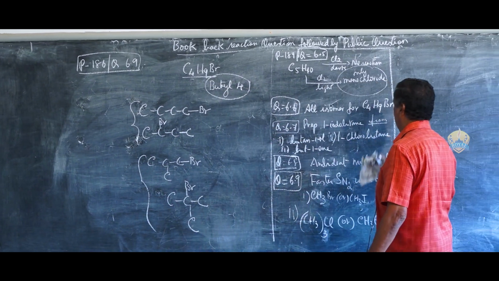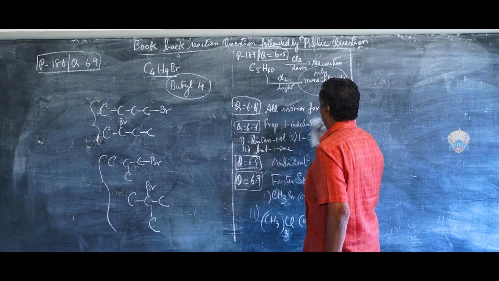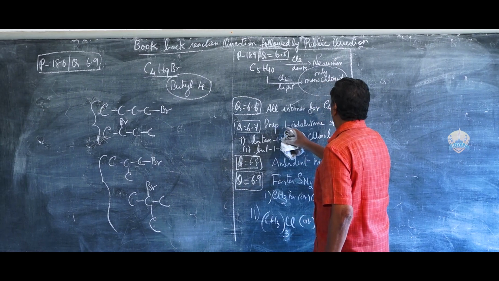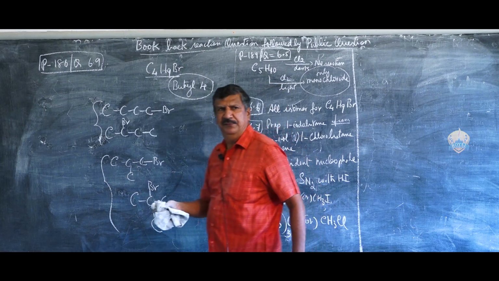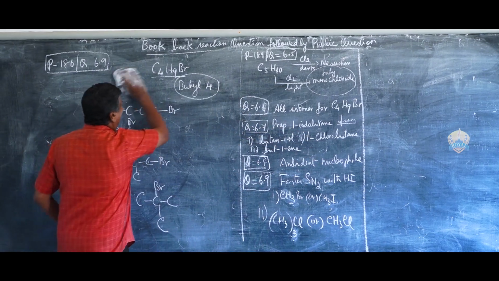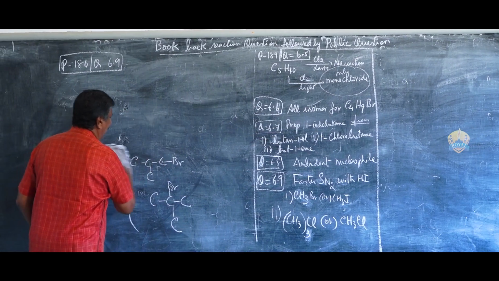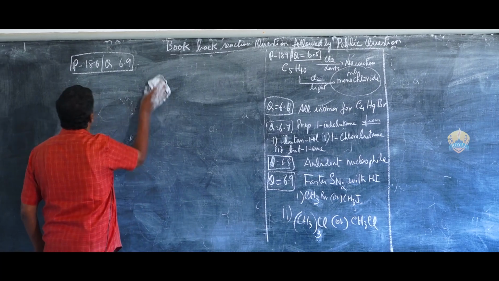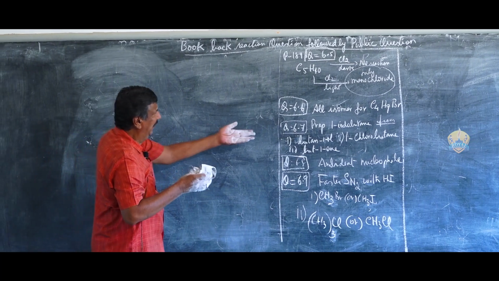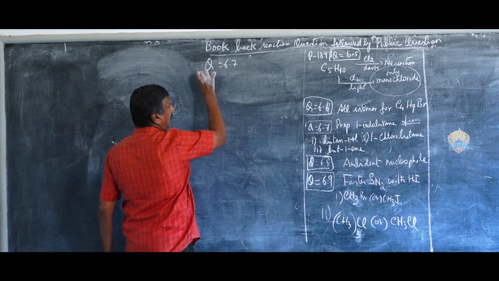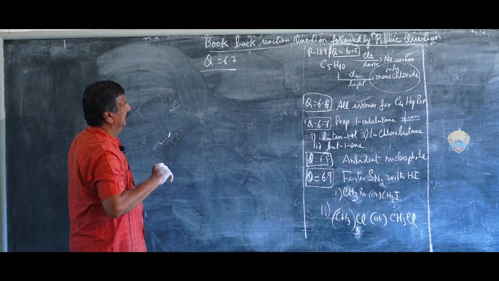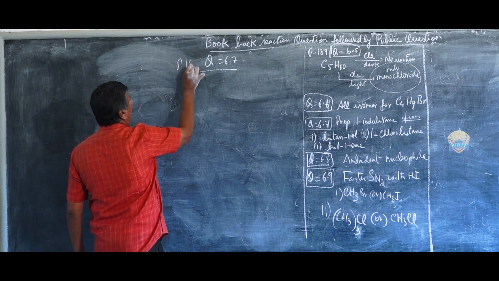Okay. Next question. Prepare one iodobutane from the following compounds. You see, these are slightly technical questions. That is 6.7. Okay. Page number 181, 189.